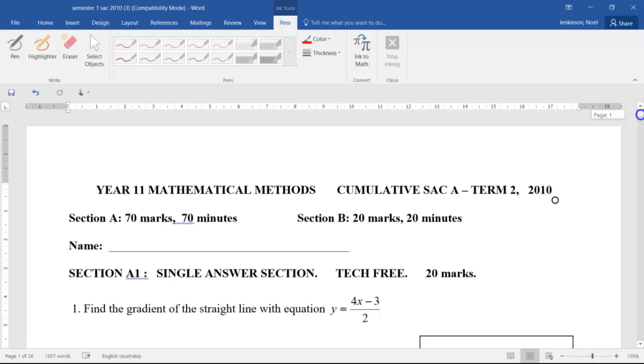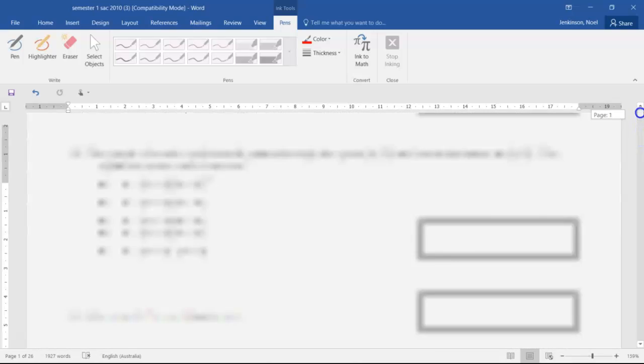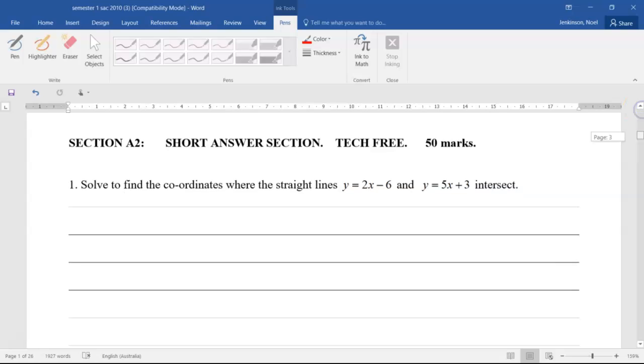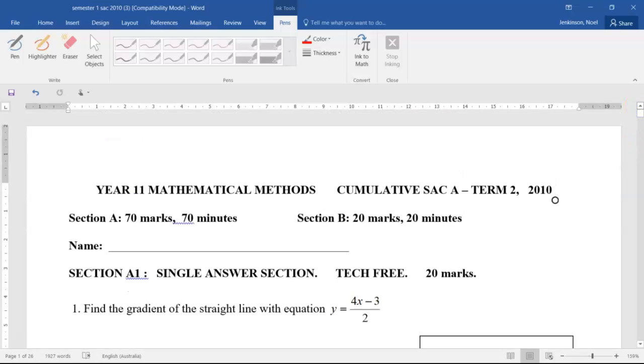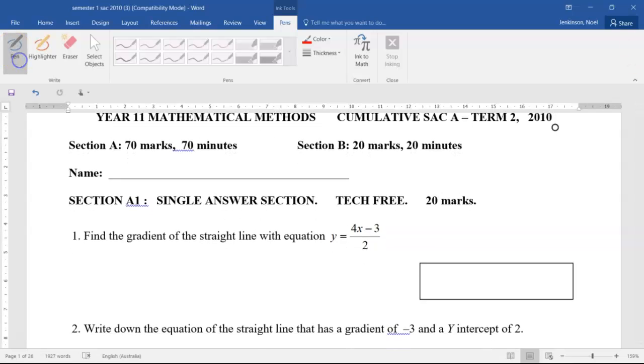Or I can grab, you might just see, I can just grab the little slider there on the side and move up and down. I reckon it's easier with my finger. There I am, I'm doing it with my finger. Then I need a pen.